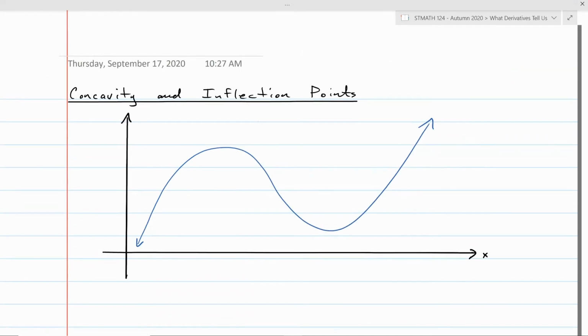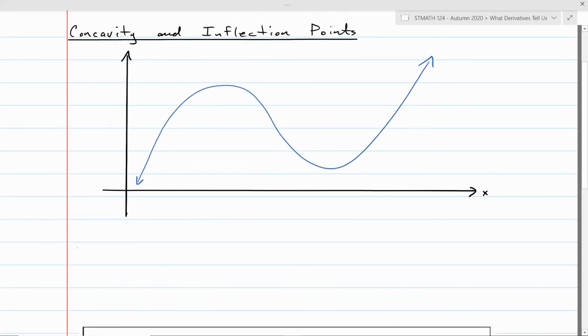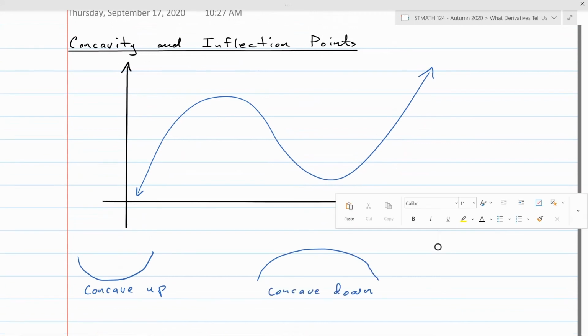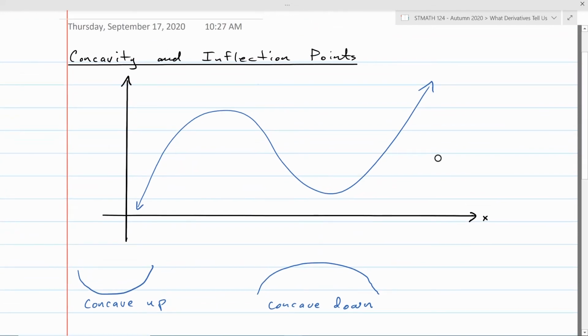The next topic has to do with concavity and inflection points. Concavity has to do with whether the curve is bent downward or bent upward. So when a curve is bent like this, that's concave up. So happy faces are concave up, and if it's kind of bent down like a sad face, that's concave down. And then, when you have a graph, you've got some areas where it's bent downward and some places where it's bent upward, like you can see in this graph.